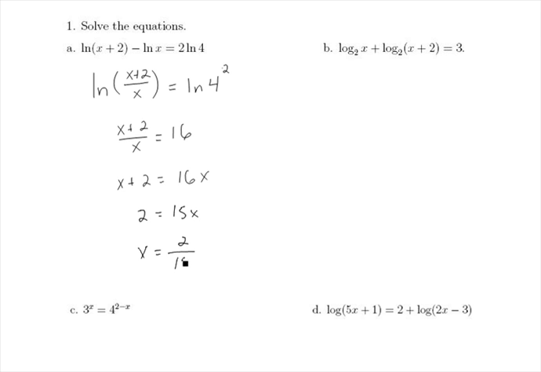And now we should make sure this is going to work as a solution to our problem. If x equals 2 over 15, that should be fine for the domain of the natural log in this expression and the second expression. So it looks like that's our solution.